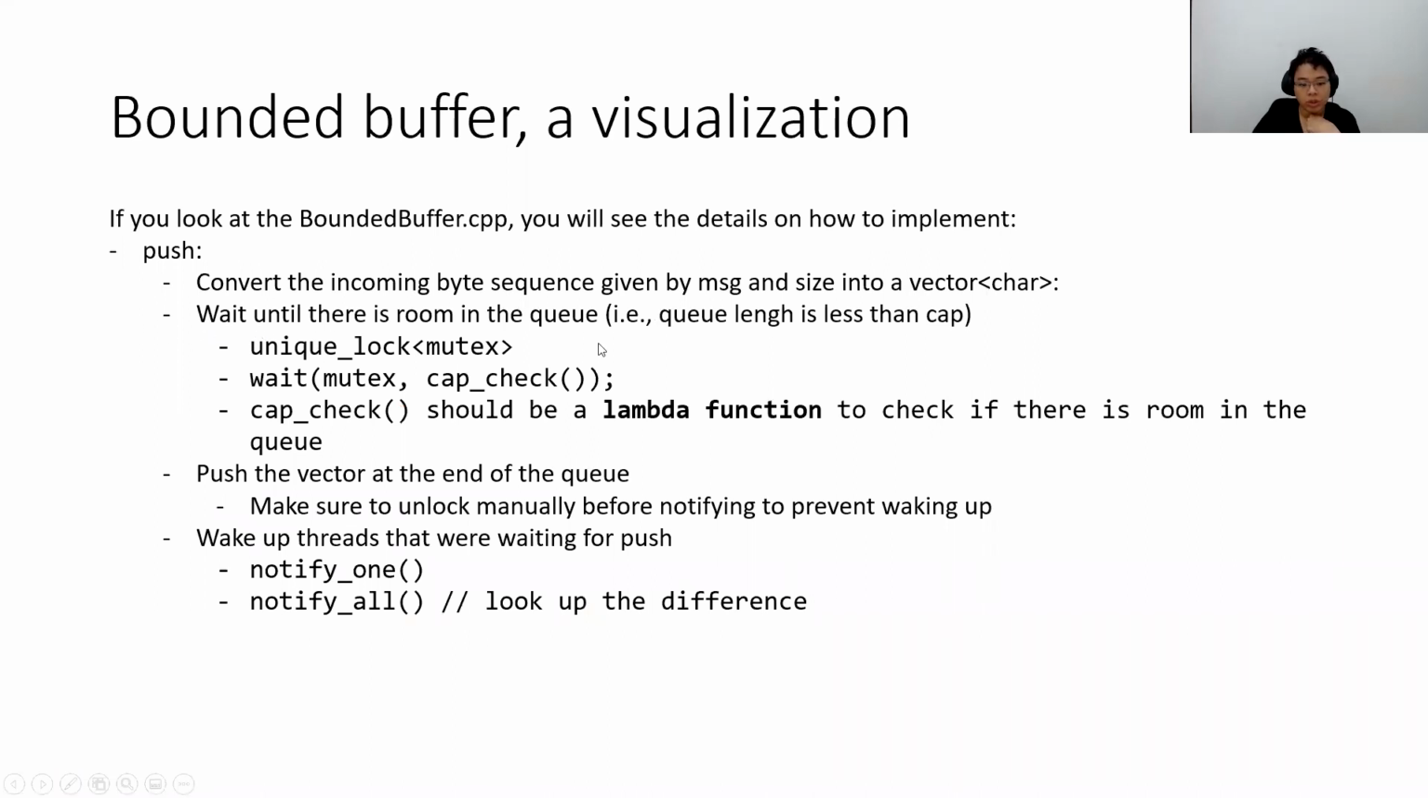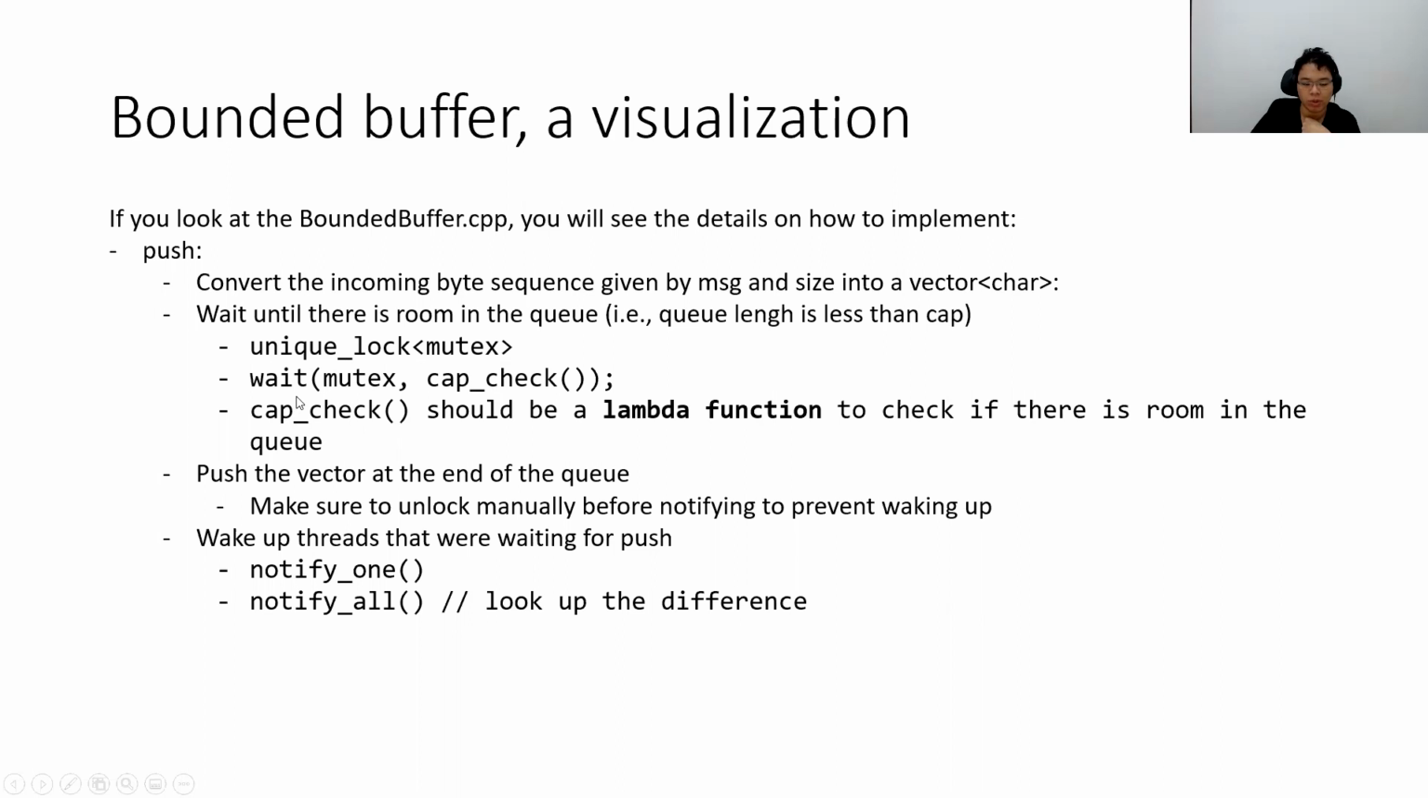Wait until there's room in the queue. So the queue length is less than the cap, so you will see that there's a cap. That is the maximum size of the message queue of the bounded buffer. So there will be a unique lock, and a mutex right here. You need to use a unique lock on the mutex, and then you plug that into the wait function.